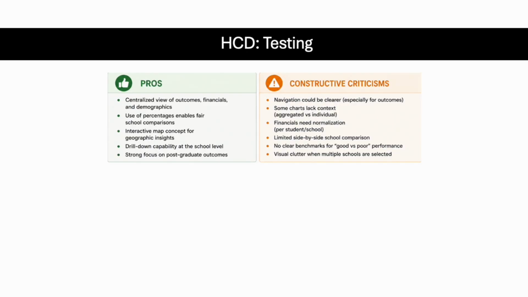However, on the prototype, it was mostly noted that navigation needs to be clearer, especially for the postgraduate outcomes. A lot of the charts lack context: what did the data mean, what was showing up? The financials needed more normalization, and the side-by-side school comparison was limited. Essentially, we needed more information on the dashboard itself, rather than having the user guess or make their own decisions based upon what they're seeing.